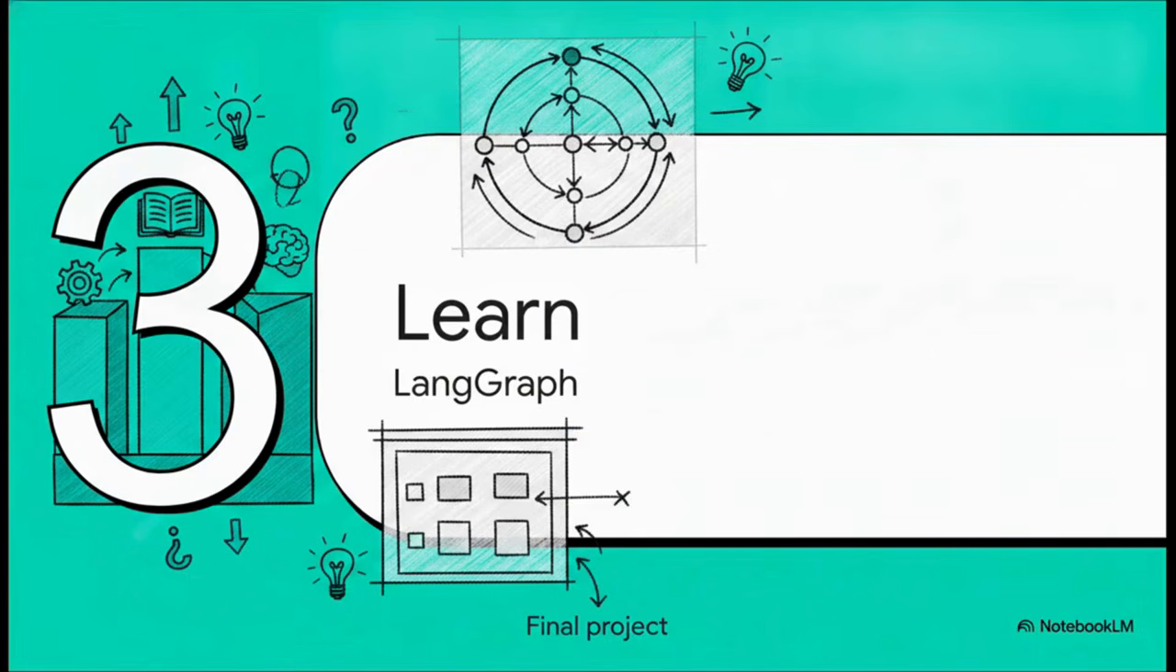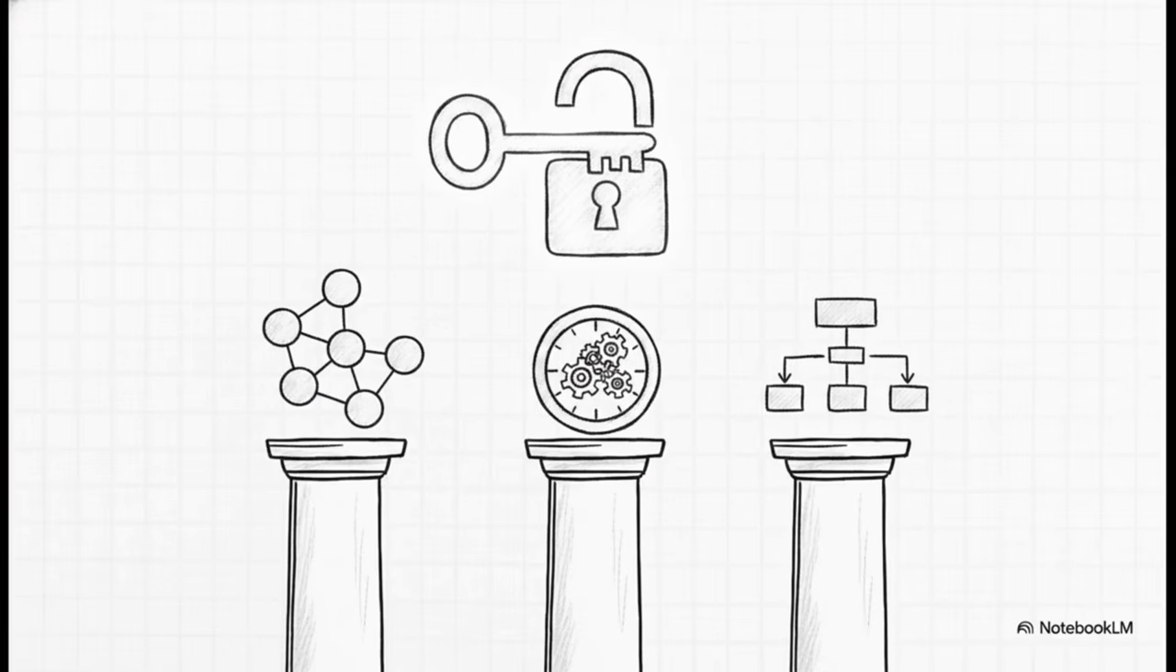Let's jump into Section 3, the 3 core pillars. To actually unlock our final project today, there are 3 distinct theoretical pillars we absolutely have to master in our Learn module. Those are graph-based agents, state machines, and workflows. Let's break these down one by one so they really click.